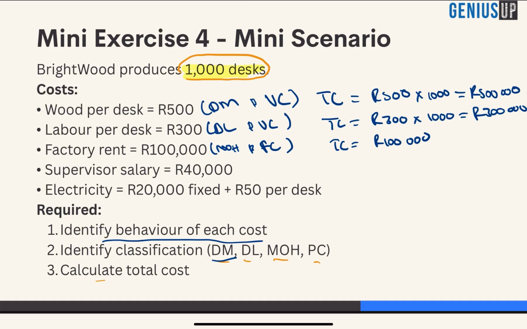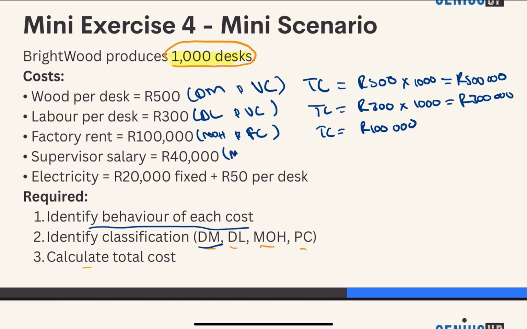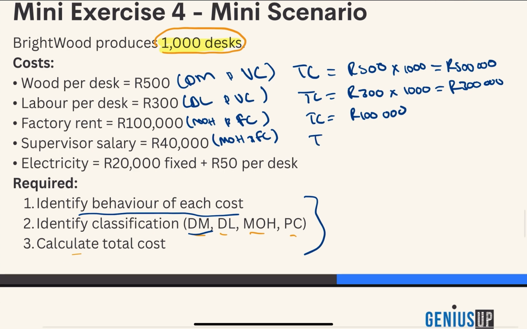And then we have supervisor salary. Same thing with supervisor salary. This is not direct labor because the supervisor doesn't physically produce the goods. Therefore, this is going to be a fixed cost. However, it's also going to be a manufacturing overhead because it's not direct material or direct labor. So I'm answering these 3 questions here. I'm just putting them in whatever order that I'm thinking about it. So the total cost is going to be 40,000 as well, because this is a fixed cost and it doesn't change regardless of how many we produce.